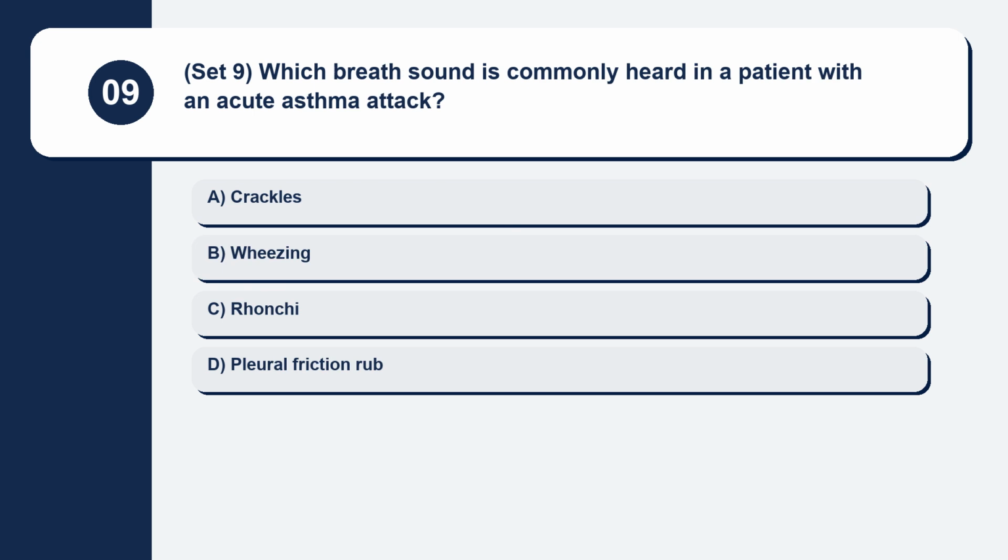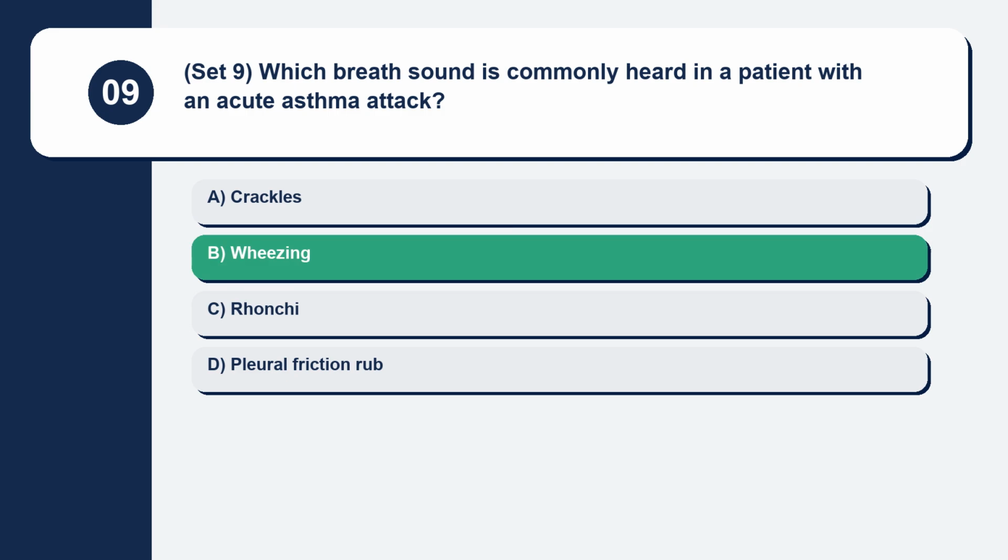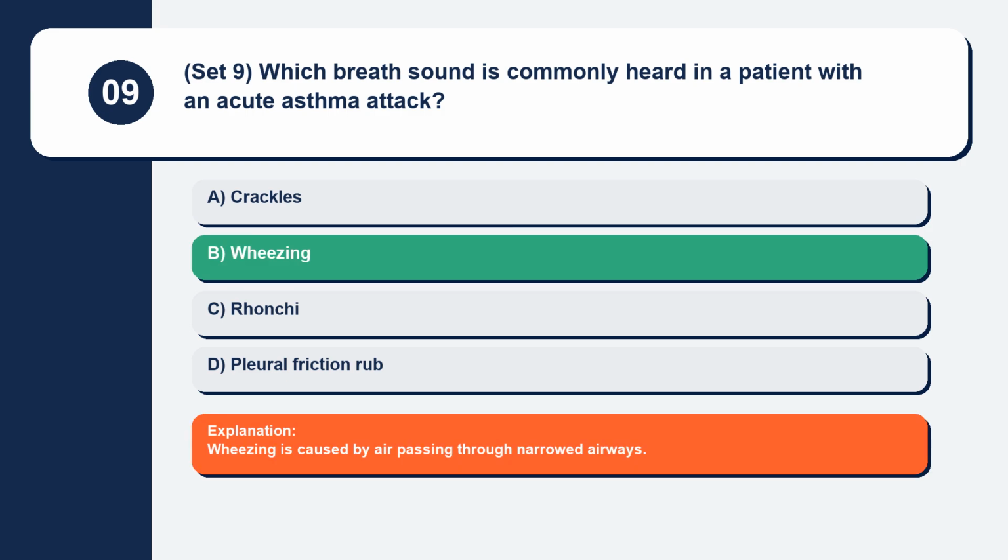Question 9. Set 9. Which breath sound is commonly heard in a patient with an acute asthma attack? Crackles, wheezing, rhonchi, pleural friction rub. Wheezing is caused by air passing through narrowed airways.